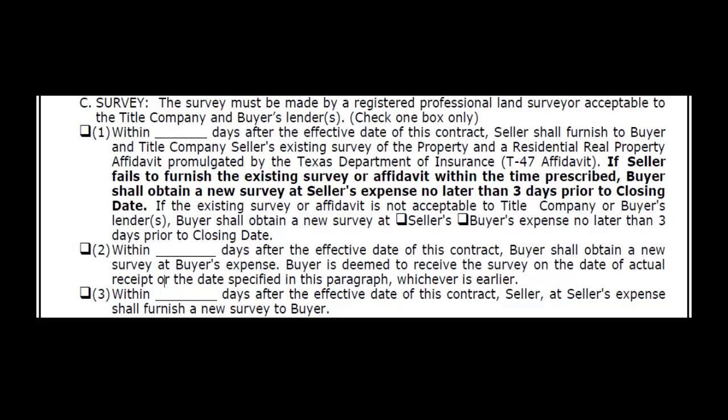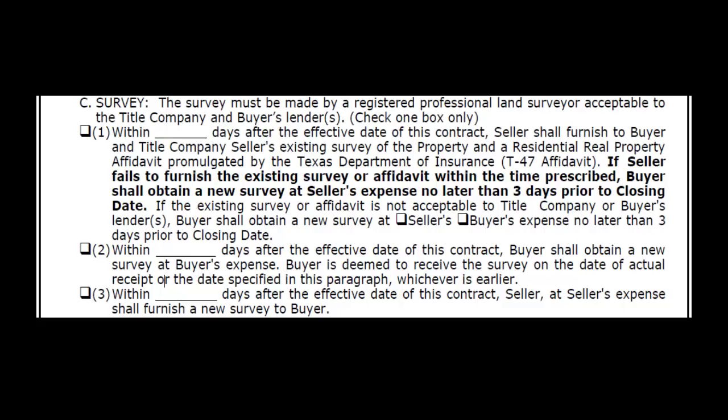If the seller fails to furnish the existing survey or affidavit within time prescribed, buyer shall obtain a new survey at the seller's expense, no later than 3 days prior to closing. So if they don't do it, then the seller's paying for this thing. Okay? If the existing survey or affidavit is not acceptable to the title company or the lender, then the buyer shall obtain a new survey. Here's your option, at the seller or buyer's expense. Oftentimes, I see buyers selecting that the buyer would pay for it if it's not acceptable.